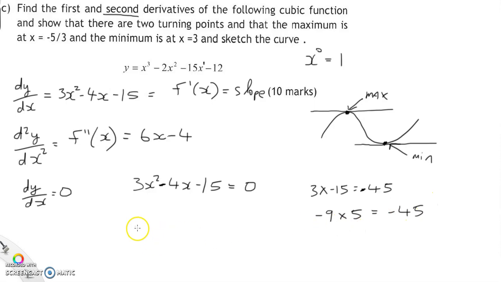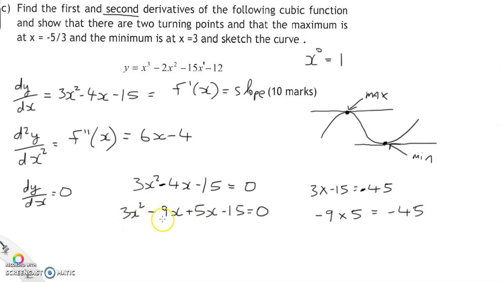So let's try that. 3x squared minus 9x plus 5x minus 15 equals 0. Right? So this here evaluates to minus 4x. We haven't really changed it. We've just rearranged it to suit our own purposes here.